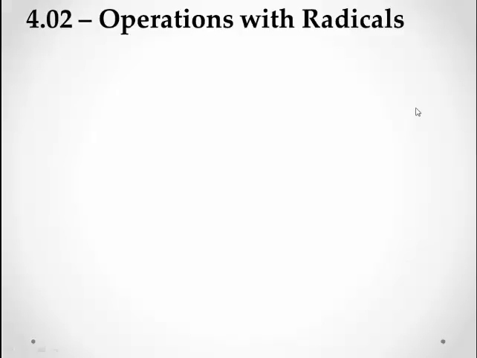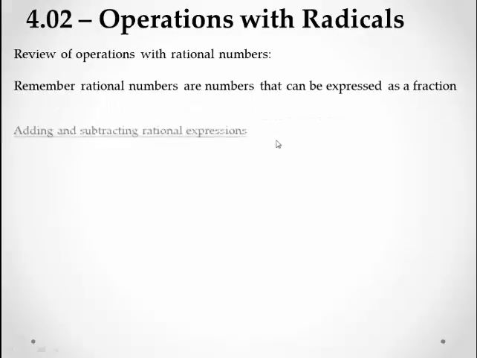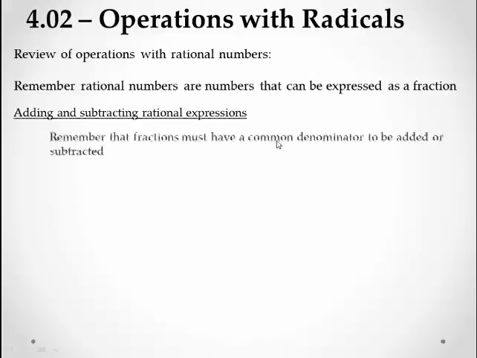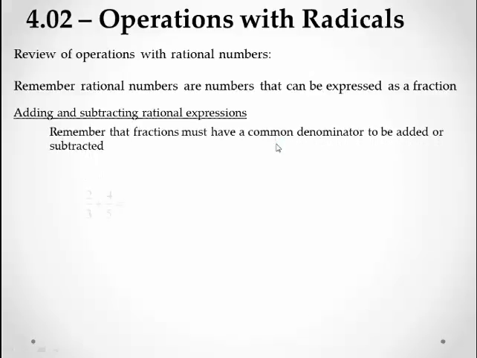Okay, this is lesson 4.2, operations with radicals. First, we want to review rational numbers, remembering that rational numbers can be expressed as fractions. So to add and subtract them, we must have a common denominator.